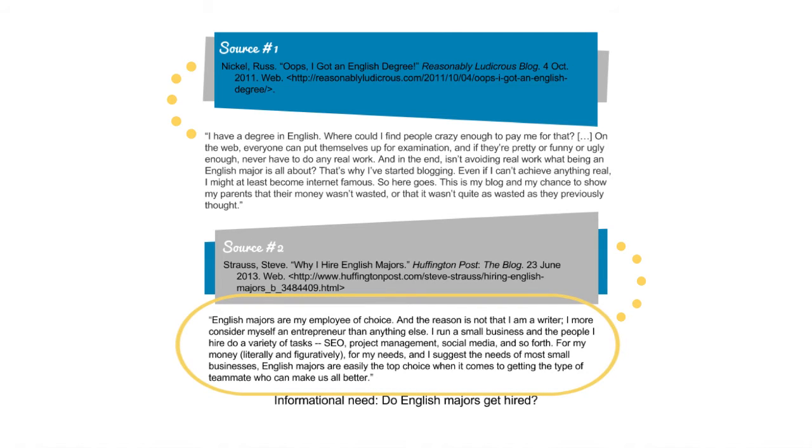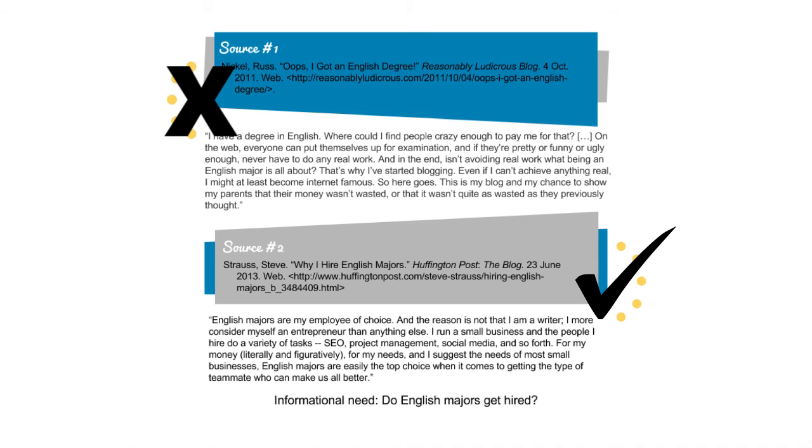Source 2, on the other hand, isn't written to sell anything. In fact, while source number 1 is published on the author's personal blog, this source is published in the Huffington Post's blog section. The author has no personal agenda for writing other than to give an entrepreneur's viewpoint on hiring English majors. Nor does he appear to have promotional bias, as he has no investment in the matter. His purpose is primarily to inform, and therefore meets the informational need in a way the first source does not.